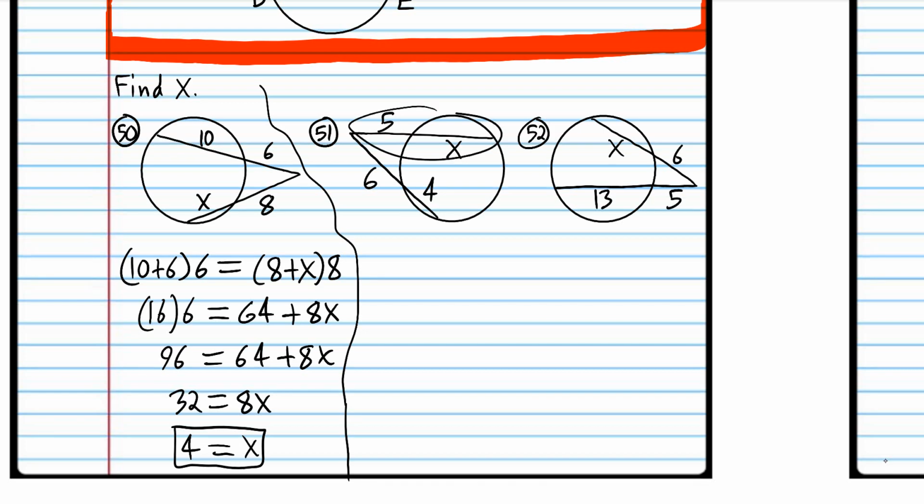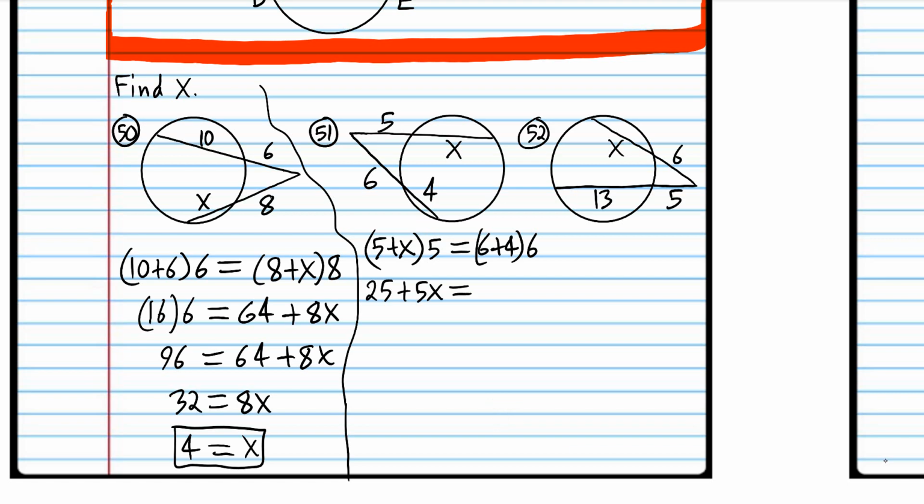The total length of that secant is 5 plus x, and I'm going to multiply it by the external length, which is 5, and that product is equal to the total length of the other secant times the external part, which is 6. So here we're going to use distribution. 5 times 5 is 25, and 5 times x is 5x.